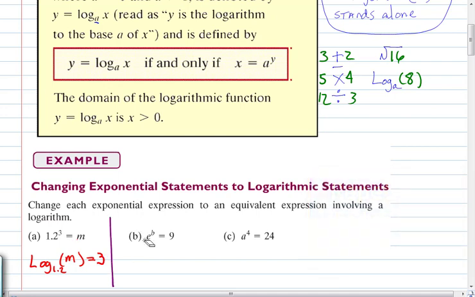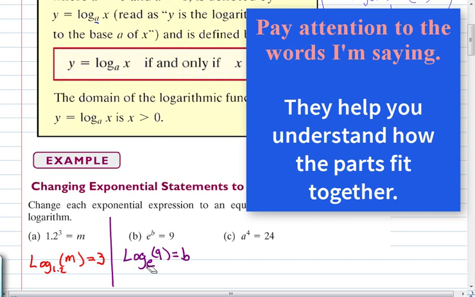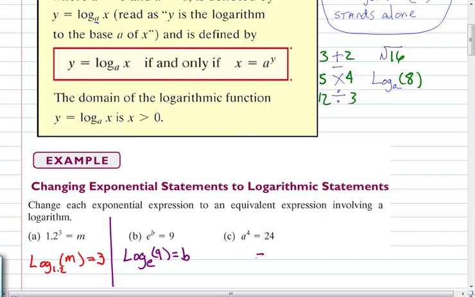The next one, we have e to the b equals 9. I'm going to rewrite this as a log. This becomes log base what, of what, equals what? The base of the log is the same as the base of the exponent. The argument of the log stands alone, and the log is equal to the exponent. Let's rewrite this where the log is on the right now. What's going to go over here? Whatever the log is equal to is the exponent. So 4 equals log base a of 24.